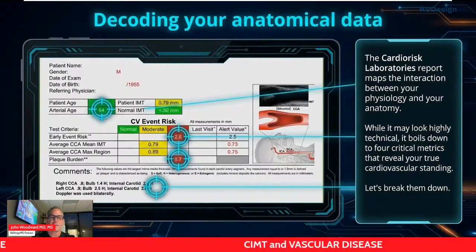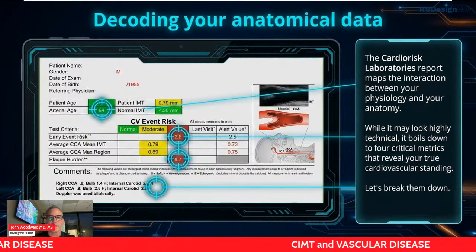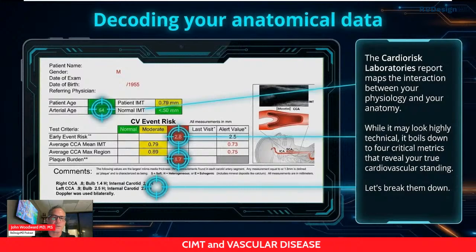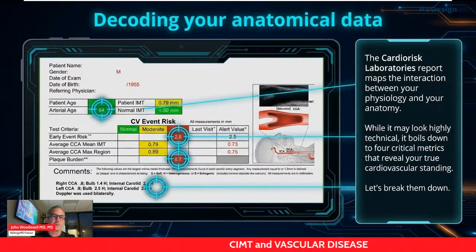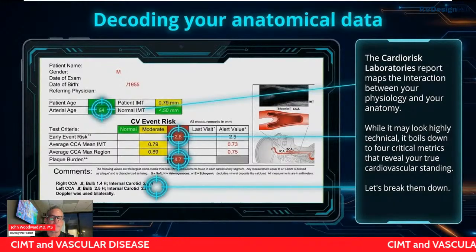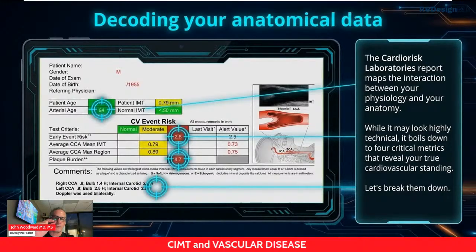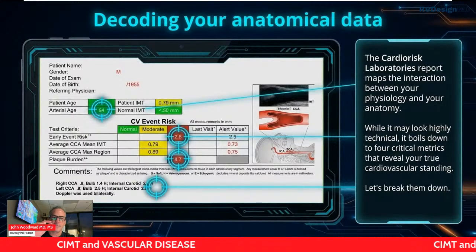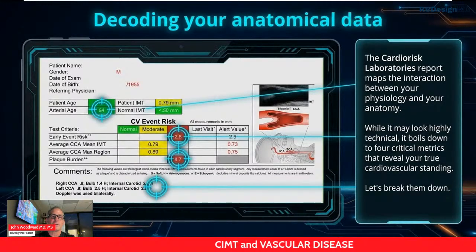Let's talk about some of the key factors here and look at your arterial age, your early event risk, what the plaque burden is, what your max regions are, and how we measure plaque. So I'm going to explain that right now. And these are important markers. Cardio Risk Laboratories does a fantastic job at really decoding your anatomy. With arterial age, we look at how thick your arterial wall is, the intima media thickness, and then we plot it against your age cohorts. We'll show you that.